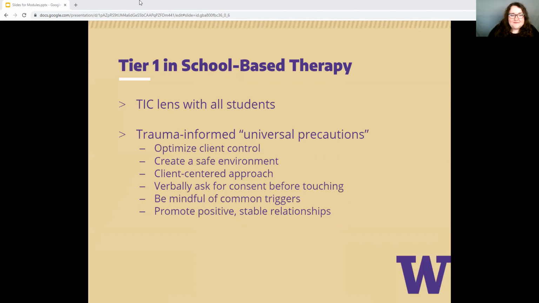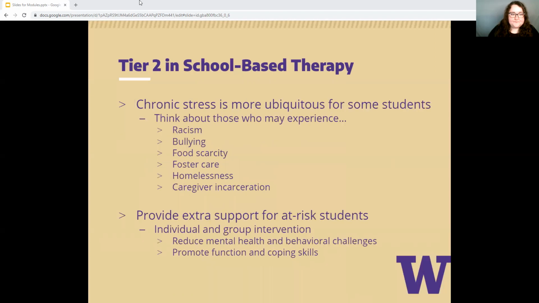Additionally, when providing universal trauma-informed care as school-based therapists, you can adopt trauma-informed universal precautions, which should include best practices such as optimizing client control, creating a safe environment for all students, adopting a client-centered approach, asking students consent before touching them during your sessions, being mindful of common trauma triggers, and promoting positive and stable relationships.